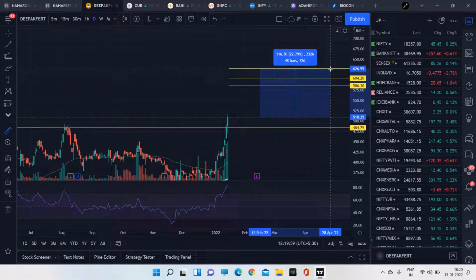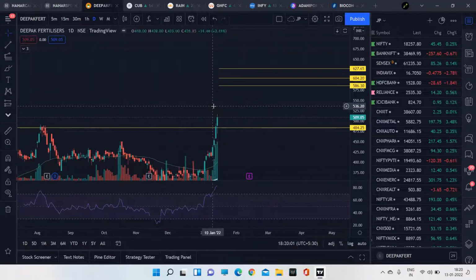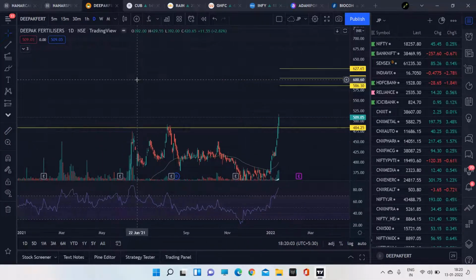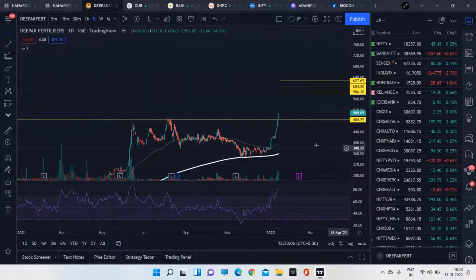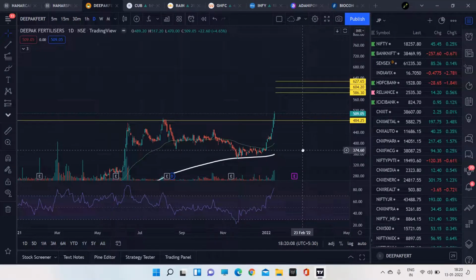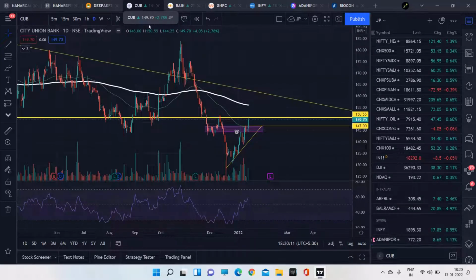That amounts to more than 21%, 22%. That's again a very good target. So all-time high is broken, so that is a good signal that we can definitely look out for this trade. Again, this is a swing trade, it's not an intraday trade.